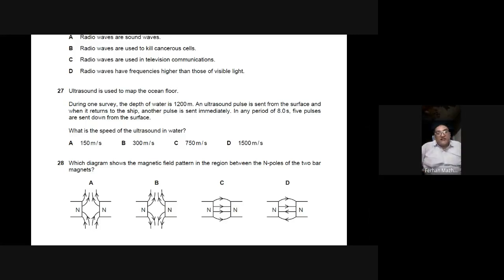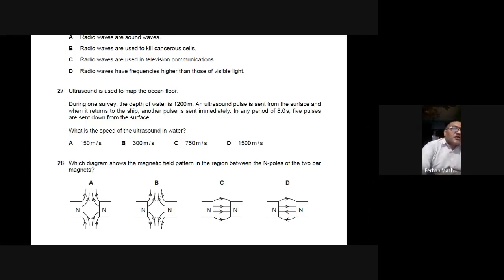The time in which the pulse goes, reflects and comes back takes 1.6 seconds. Because the bed of the sea is 1200 meter deep, the wave covers 1200 meter, and then it comes back, it again covers 1200 meter. So 2400 meter distance is traveled in 1.6 seconds. To find the speed, divide the distance traveled by the time taken. So 2400 meter divided by 1.6, and the answer will be 1500 meter per second. So for question number 27, the answer is 1500 meter per second.